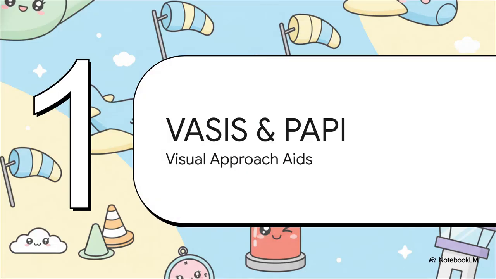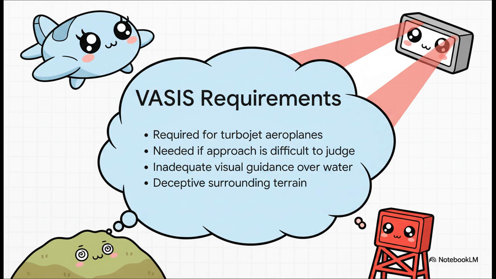Shifting our focus to the final approach, let's cover Section 3, Visual Approach Slope Indicators. You might be wondering, does every single runway out there need these complex lighting systems? Well, no. But the regulations strictly mandate them under very specific conditions. A VASIS, or Visual Approach Slope Indicator system, must be provided if the runway is used by turbojets purely because they require precise, stabilized approach guidance.